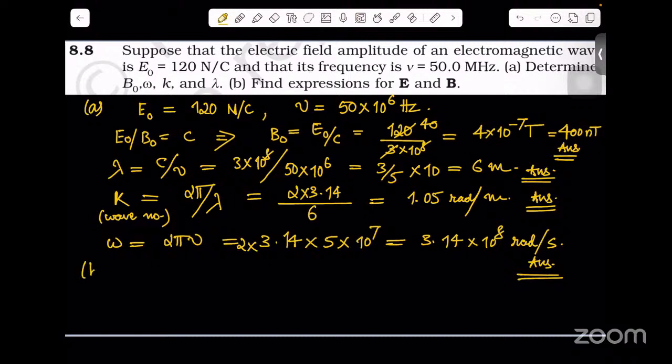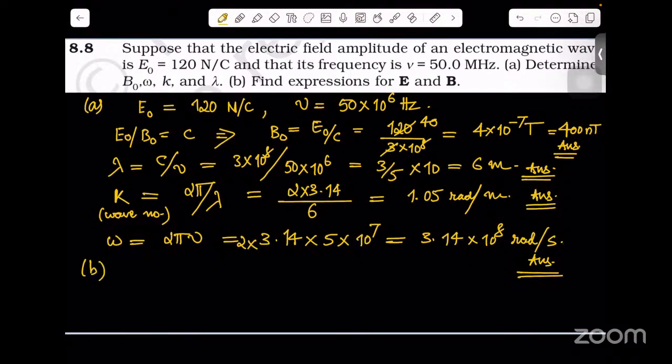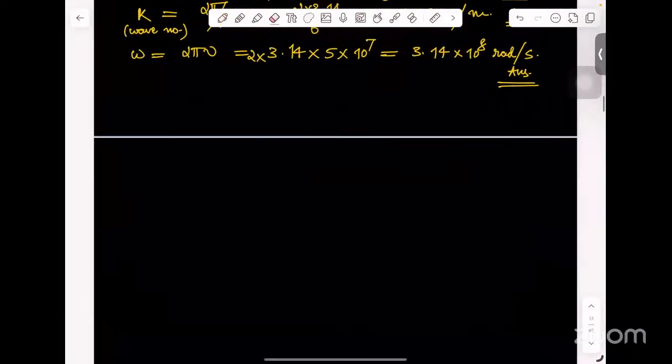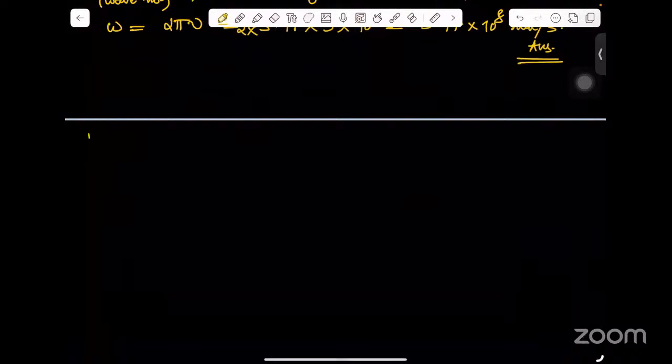And the second bit is find the expression for E and B. Let's take this up in the next page. So let's suppose that the wave is propagating in the plus x direction. We have not been given any information about the direction, so we say that it is propagating in the plus x direction.